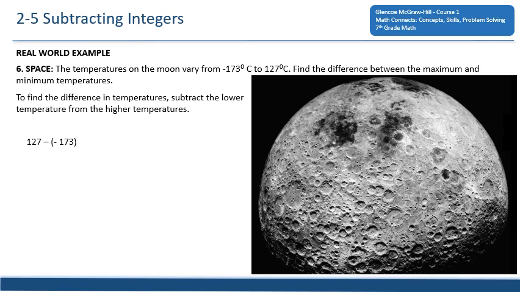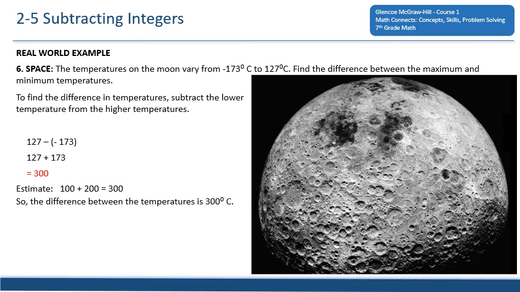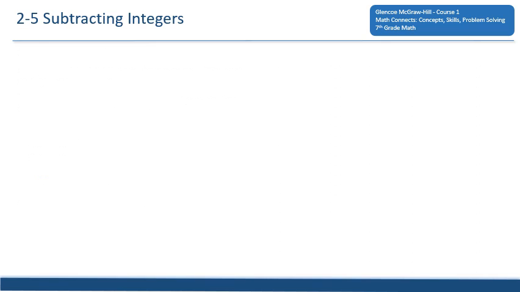So we get 127 minus a negative 173. And we know that in order to subtract, we're going to add the opposite. So 127 plus 173 equals 300. And we can check this with an estimate: 127 will make 100 and 173 will make 200. If we add those together, we get 300. And in this case, that equals it exactly. So the difference between the temperatures is 300 degrees Celsius.